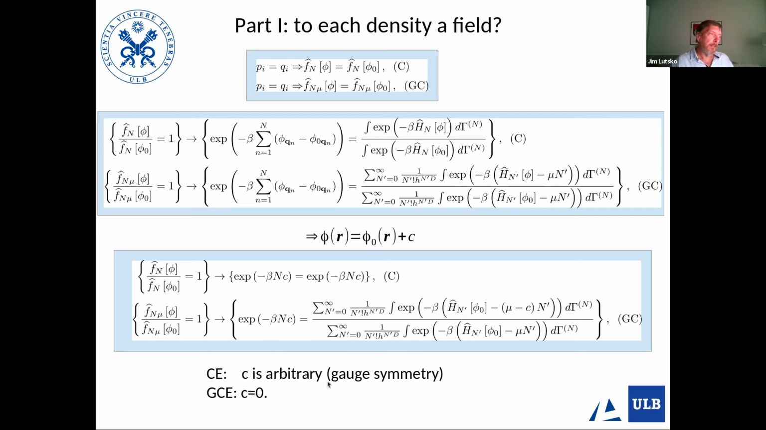So this is, to use a fancy phrase, a kind of gauge symmetry in the problem where in the canonical case, and you can just see this in the statistical mechanics, you can shift the potential by a constant and nothing changes. But that's not true in the grand canonical ensemble because it has the effect of changing the chemical potential.